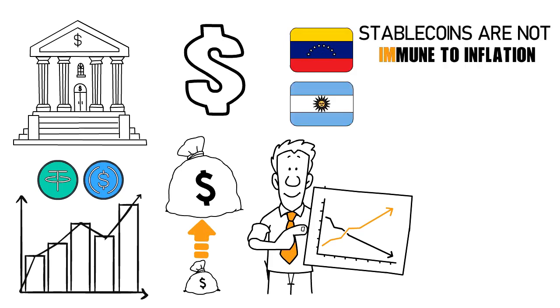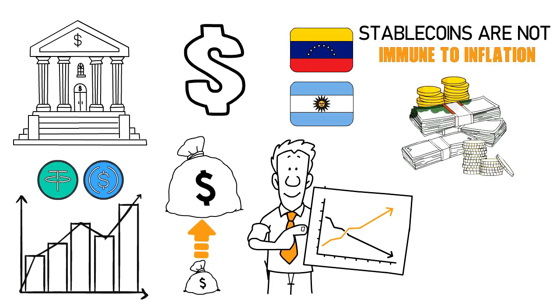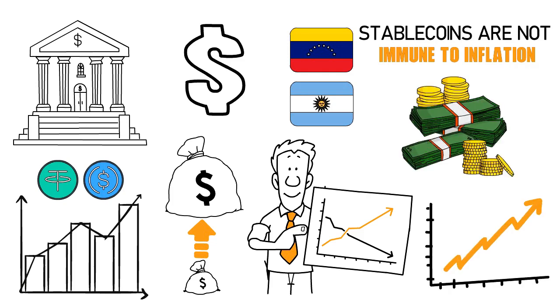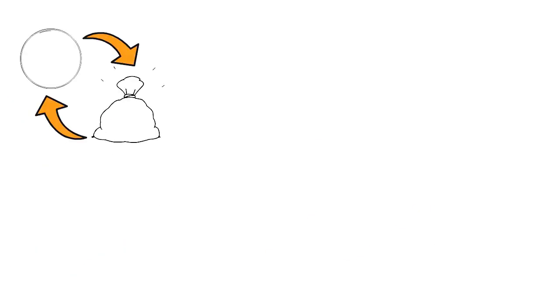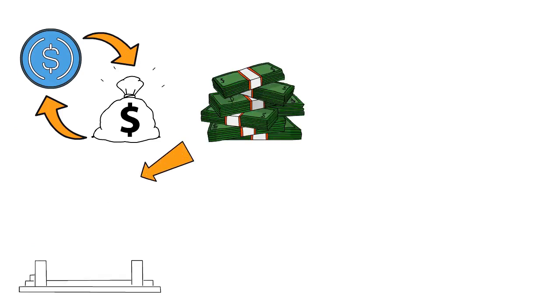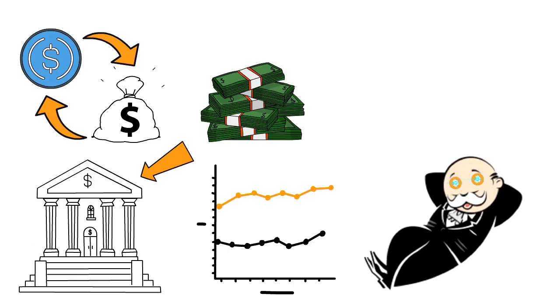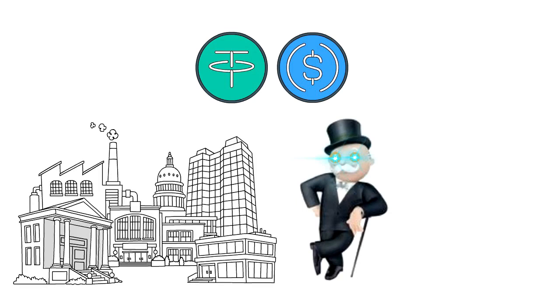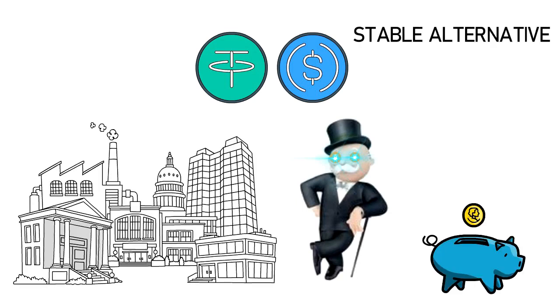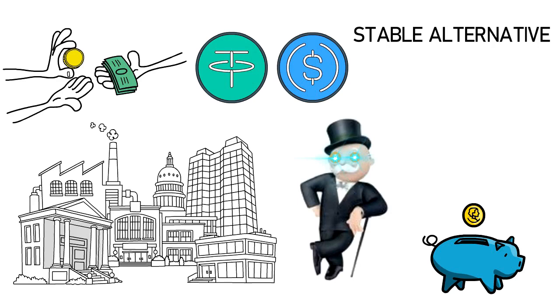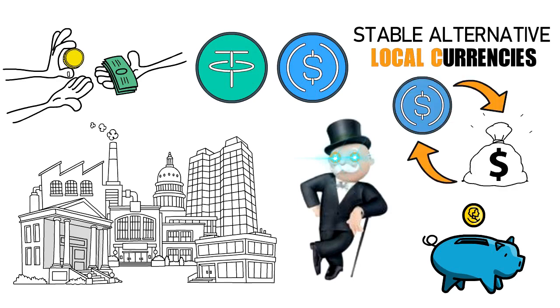Although stablecoins are not immune to inflation, as they are often backed by assets that may themselves be subject to inflationary pressures, they can offer a more reliable store of value compared to local currencies that may be prone to significant fluctuations in value for many people around the world. Therefore, stablecoins can provide individuals and businesses in such regions with a more stable alternative for savings or transactions, and they may prefer to use stablecoins as a store of value over the local currencies.